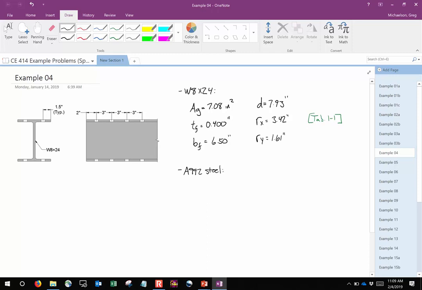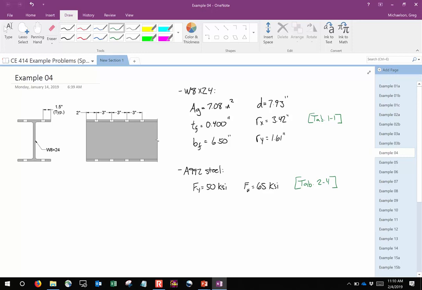So somebody help me out. What is the yield stress for A992 steel? 50 ksi. And what is the tensile stress? 65 ksi. And where did you get that? Table 2-4. So now I'm going to wait. I'm going to make sure that everybody can find that.